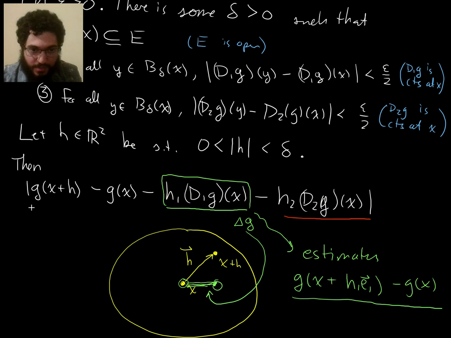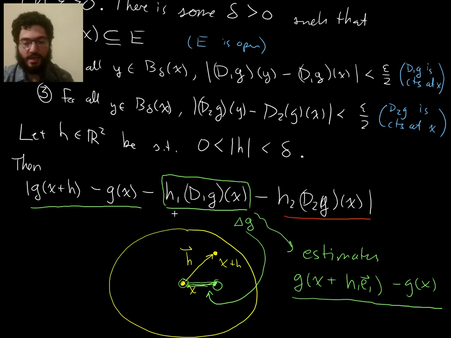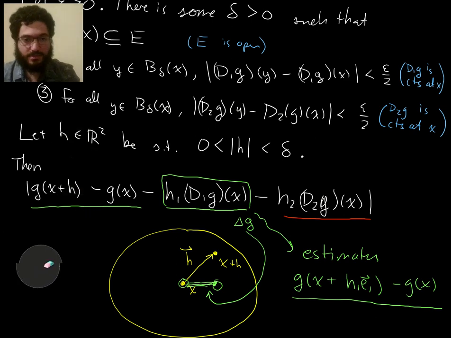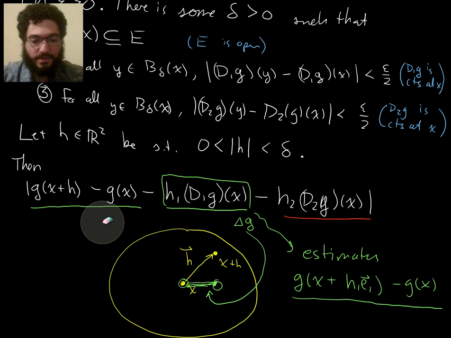What we have here is not this. Instead of x plus h1 e1, we have x plus h. So I'm going to do this trick that comes up often in analysis where I add and subtract something in order to get the thing that I want to show up. Okay, so let me clean all the annotations off of here and I'll be right back.